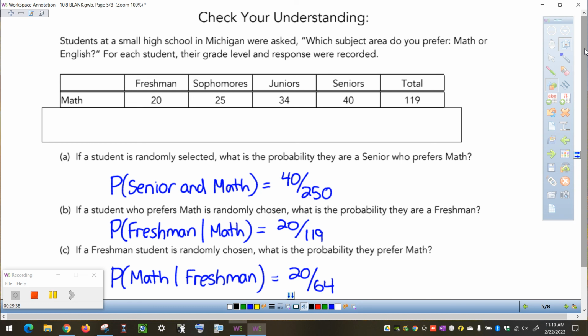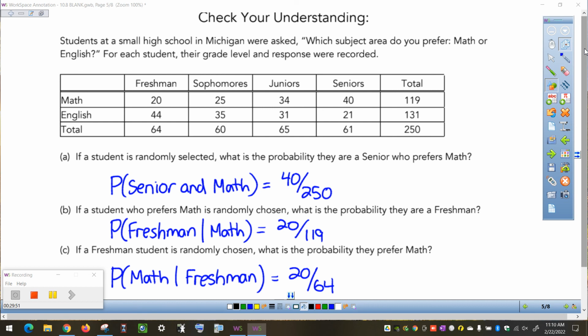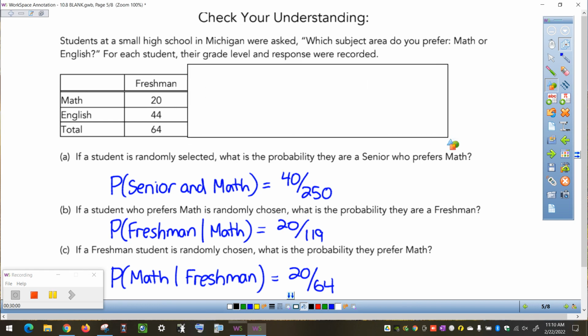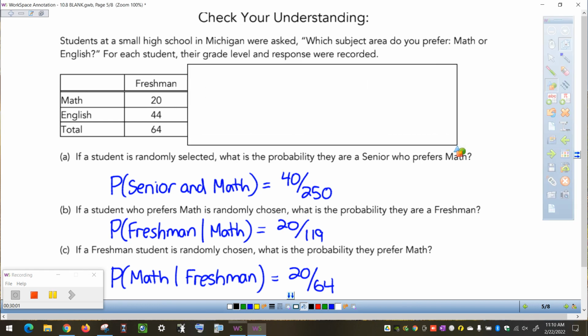Now, the question changes a little bit in Part C. It says, well, if a freshman is randomly chosen, what is the probability that they prefer math? Well, we're just focusing in on the freshmen now, so we get to ignore the whole right-hand side of our table. We can see that we have 64 freshmen, so that's now our new denominator. And out of those 64 students, 20 of them preferred math, so this probability is 20 out of 64.